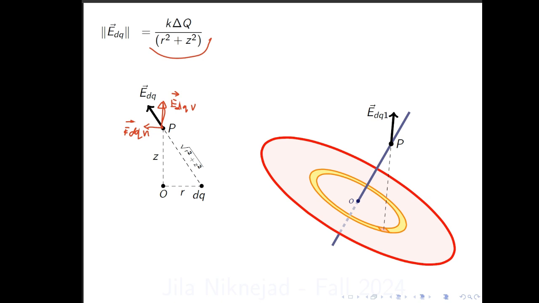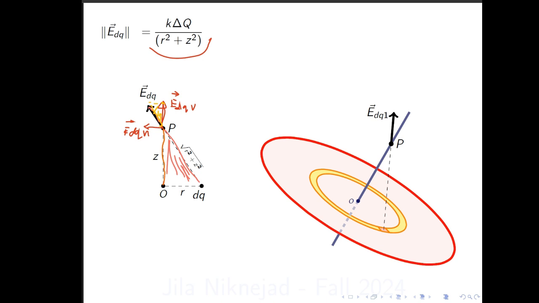Next, let's find the magnitude of the vertical and horizontal components of E sub dq. To find the vertical component of E sub dq, you continue the line that you drew from the center of the disk to P onward, and then you drop a perpendicular at the end point of the vector E sub dq. And we call that E sub dq vertical.